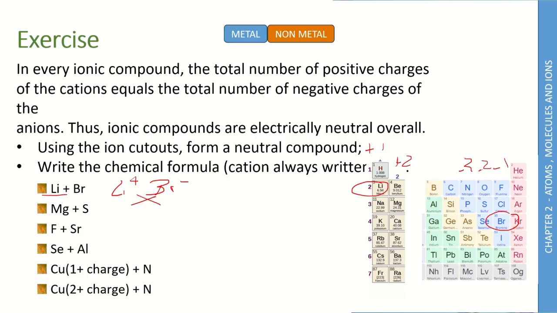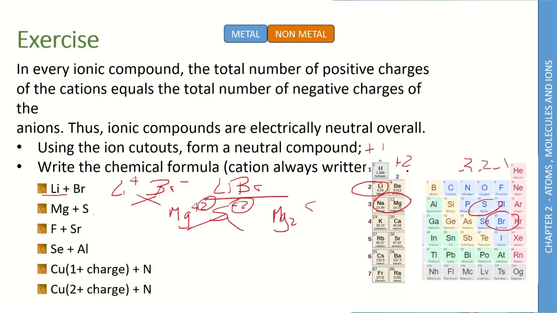If you cross the charge, forget about the sign, just the charge, I have lithium bromide. Let's go to MgS. Magnesium, group 2, so it will be Mg +2, and sulfur is -2. So let's cross. You're going to say, okay, Mg2S2. But we use unit formula.